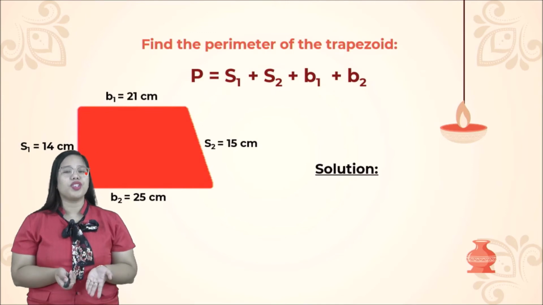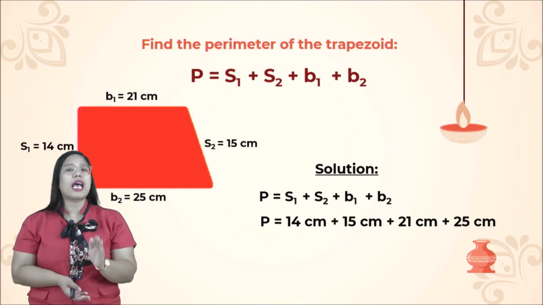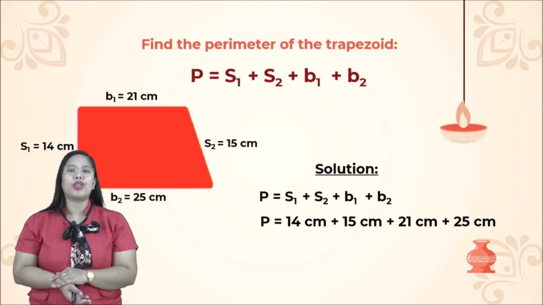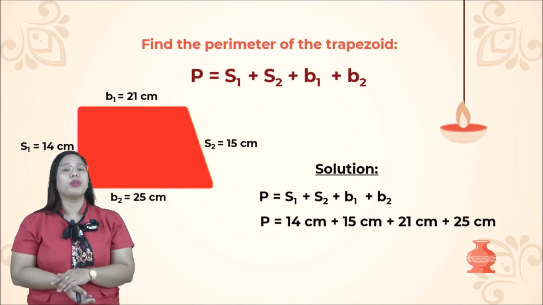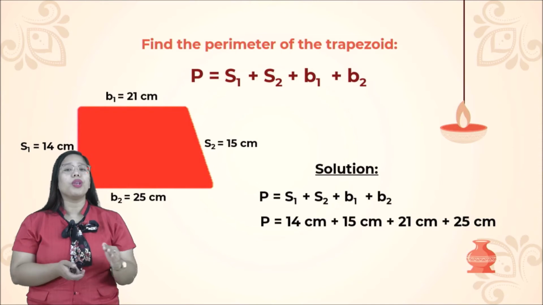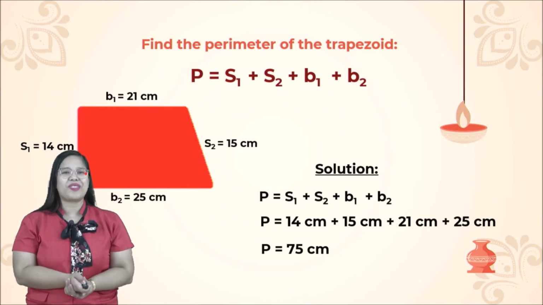We will just substitute it. So side 1 will become 14 centimeter, side 2 will become 15 centimeter, base 1 will become 21 centimeter, and base 2 will become 25 centimeter. So we will just add all of them, and our answer will become 75 centimeter.